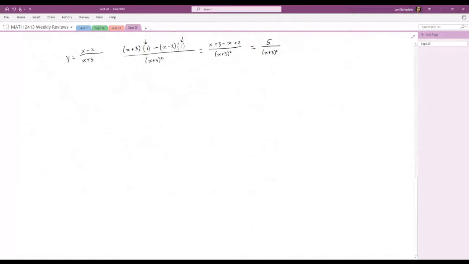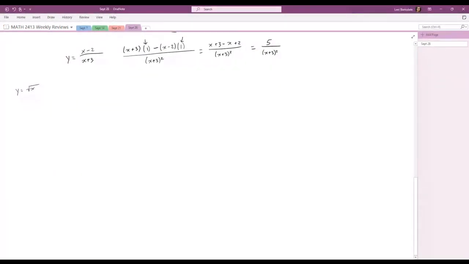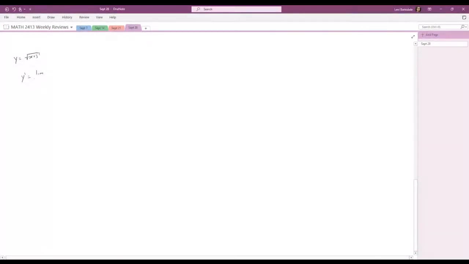All right, let's cover our second one. Y is equal to the square root of x. I said it was plus 2? Plus 3. Right, perfect. Well, then we can, of course, start by writing out our definition of a derivative.